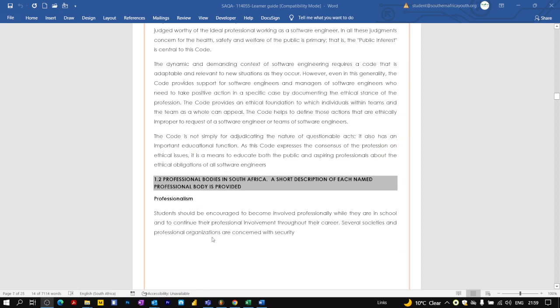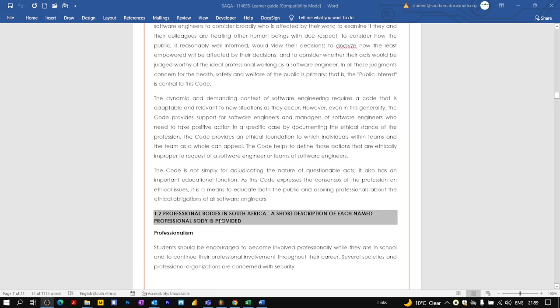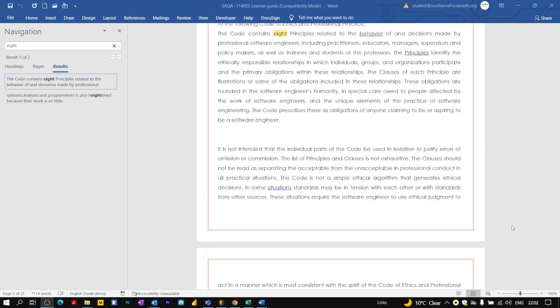Let's now look at what the code actually demands. All right. So these principles identify the common behaviors that are supposed to be obeyed by the people who deal with software engineering, such as your educators like me, your managers, supervisors, your policymakers, and so forth. And you'll see that in the clauses of each principle, illustrations of some of the obligations are included in these particular relationships over how they should work with each other.